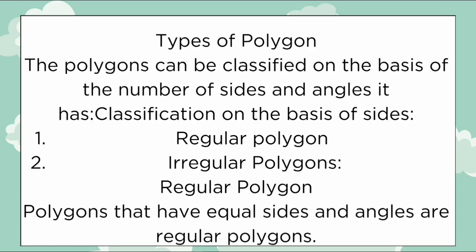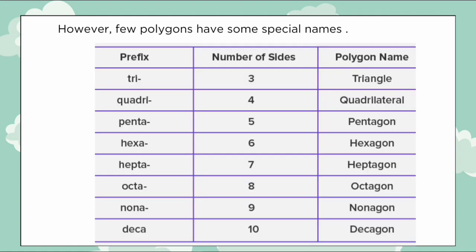Now there are two basic types of polygon. We have regular polygon and irregular polygon. So polygons that have equal size and angle are known as regular polygon, and those that do not have equal size and angle are known as irregular polygon. However, few polygons have some special name.